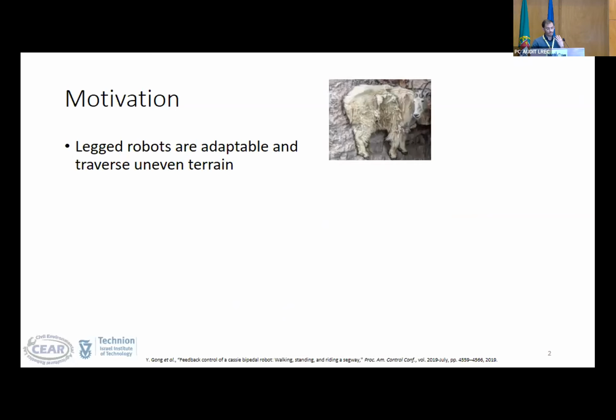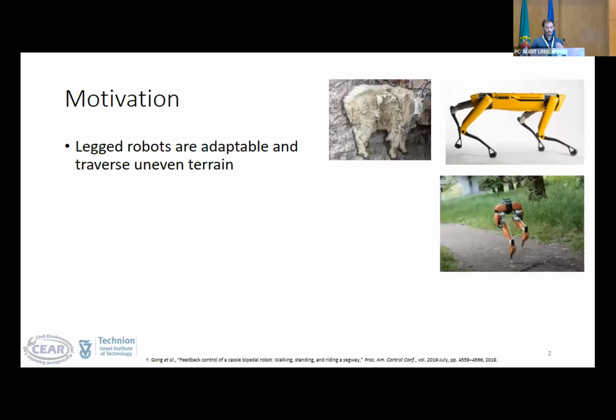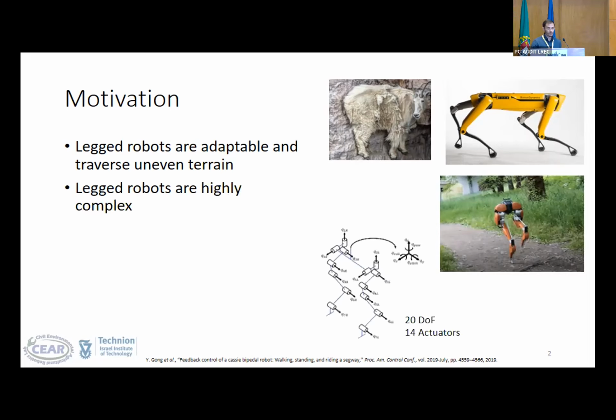So legged robots and animals traverse uneven and complex terrain. Think of a mountain goat climbing on a nearly 90-degree cliffside, or Boston Dynamics Spot monitoring factory floors, or Agility Robotics Cassie hiking through a forest. However, with this increase in versatility comes an increase in complexity in design as well as control.